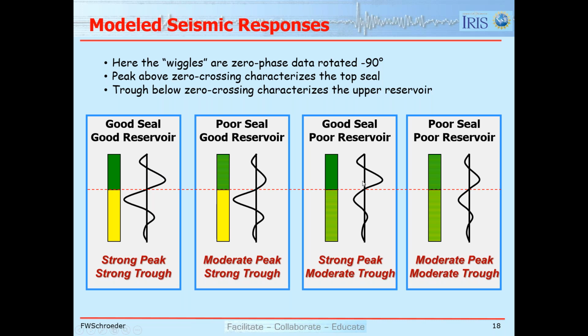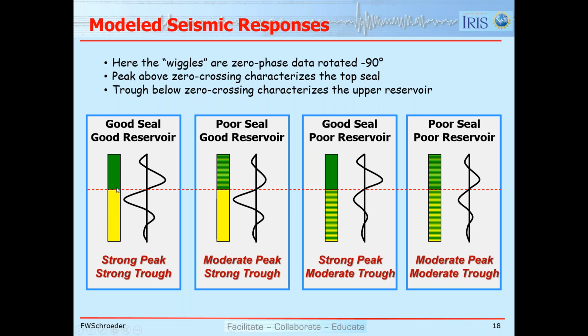Here I have some seismic models, and so this response here, which is what I'll call my wiggle, is zero phase data that has been rotated by -90 degrees. And we do that so that the boundary becomes a zero crossing. And then in this case, this loop above the boundary tells me something of the properties of the seal, and the trough below the boundary tells me something of the properties of the reservoir.